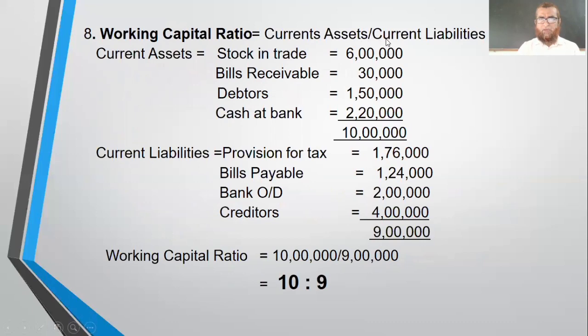Next, the last ratio is working capital ratio, which is also called current ratio. Formula is current assets divided by current liabilities. Current assets: stock in trade 6 lakh, bills receivable 30,000, debtors 1,50,000, cash at bank 2,20,000, total 10 lakh. Next is current liabilities. Provision for tax 1,76,000, bills payable 1,24,000, bank overdraft 2 lakh, creditors 4 lakh, total current liabilities is 9 lakh. So working capital ratio or current ratio is equal to current assets 10 lakh divided by current liabilities 9 lakh, that is 10:9.